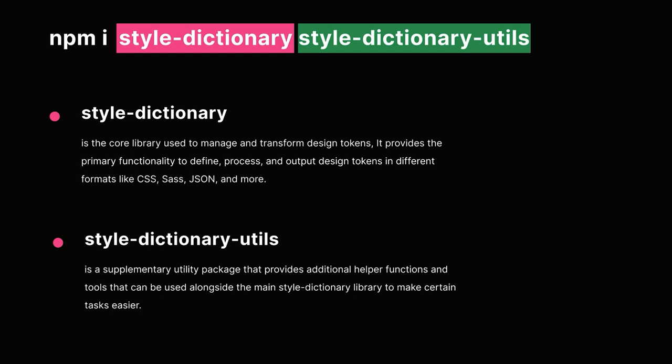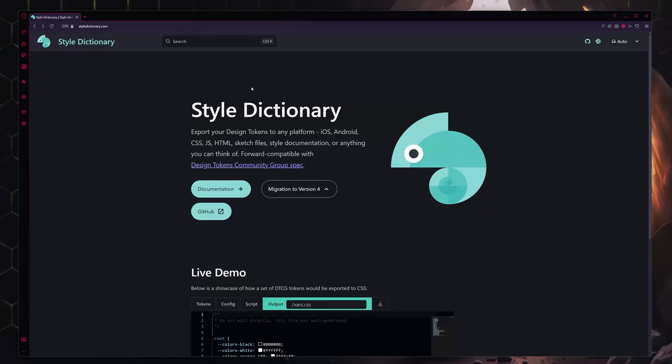And what is that style-dictionary-utils thing? So style-dictionary-utils is a supplementary utilities package that provides additional helper functions and tools that can be used alongside the main Style Dictionary library to make certain tasks easier. So that was about the theory, and now let's get into the coding, then you will get to know what I'm talking about. Alright guys, so now let's implement that Style Dictionary in action.